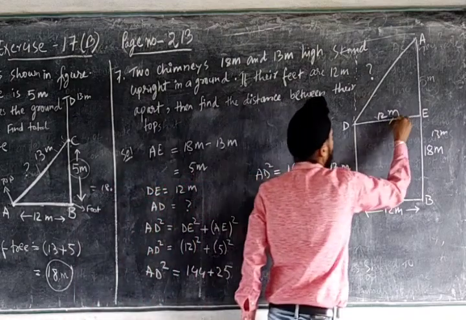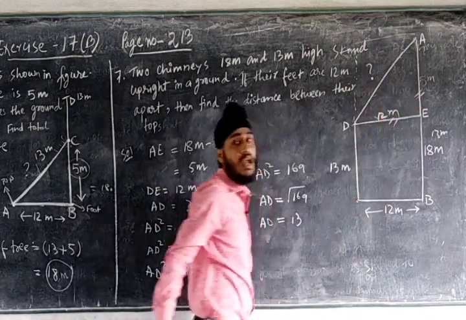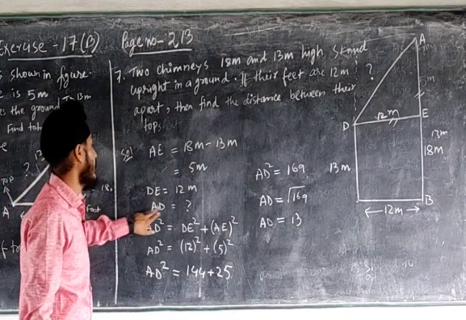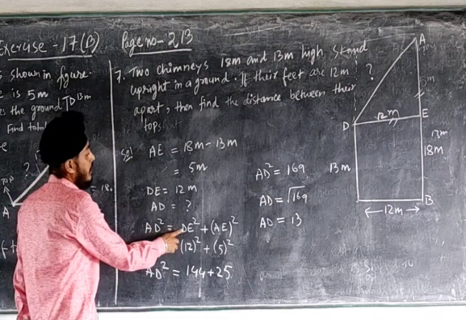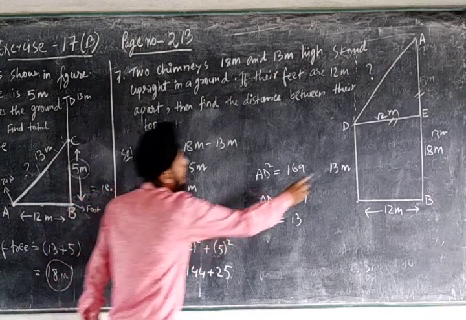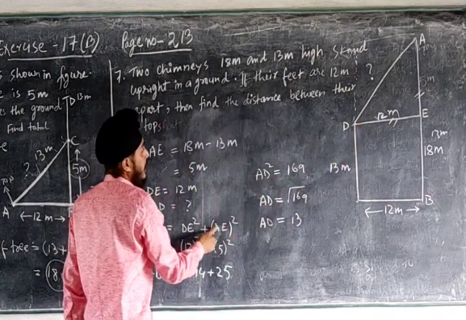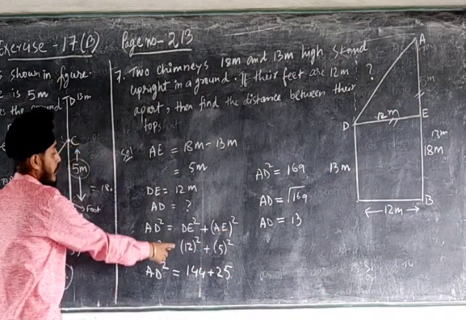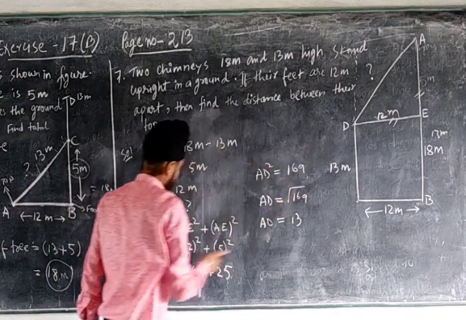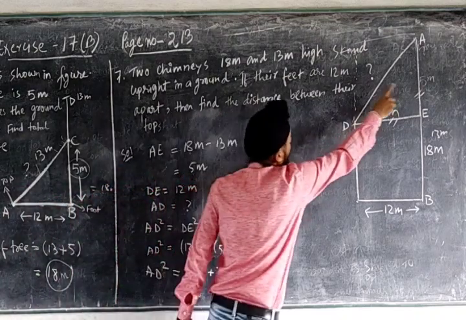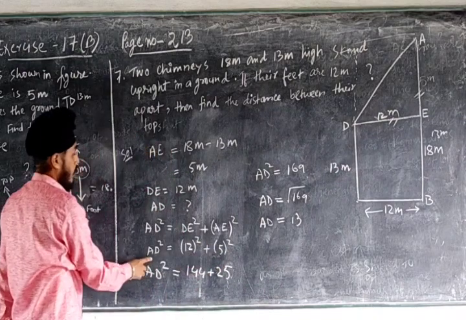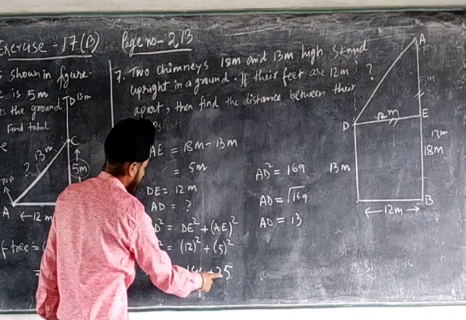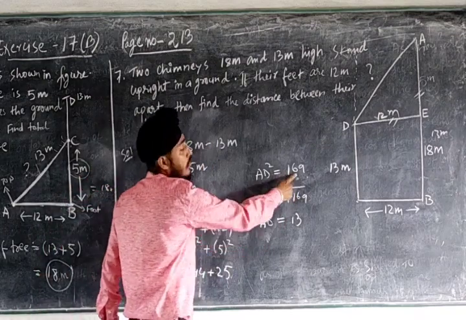Now we have this distance and this distance. Can we find this distance? Yes, with the help of the Pythagoras theorem. To find AD, AD square equals DE square plus AE square. DE is your base, that is 12 meter, so 12 square, and AE is the height, so AE square. We'll substitute the values. DE is 12 meter, so 12 square, and AE is 5 meter, so 5 square. So AD square equals 12 square, which is 144, plus 5 square, which is 25. So 144 plus 25 is 169. So AD square equals 169.